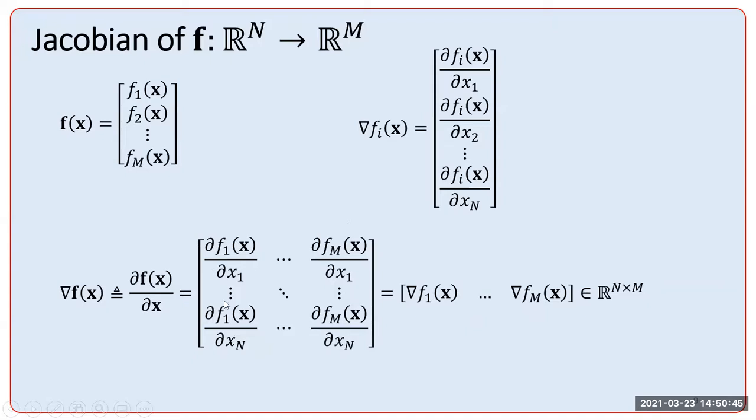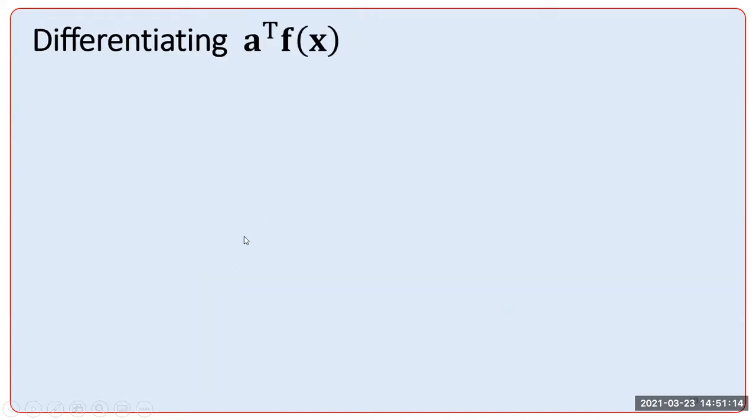See, how many rows do we have? x1 through xn, so we have n as in Nebraska rows. And how many columns do we have? We have f1, then f2 in the second column, all the way to fm in the mth column. So we have m as in Missouri columns. N by m. Okay, this is del f of x.